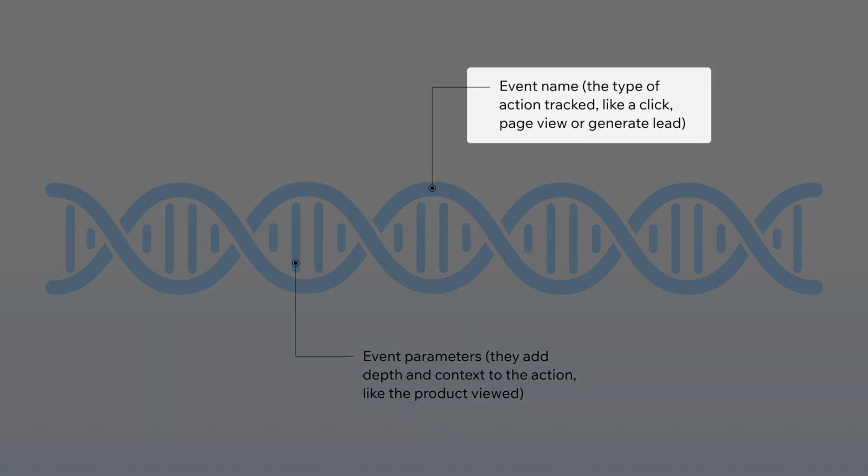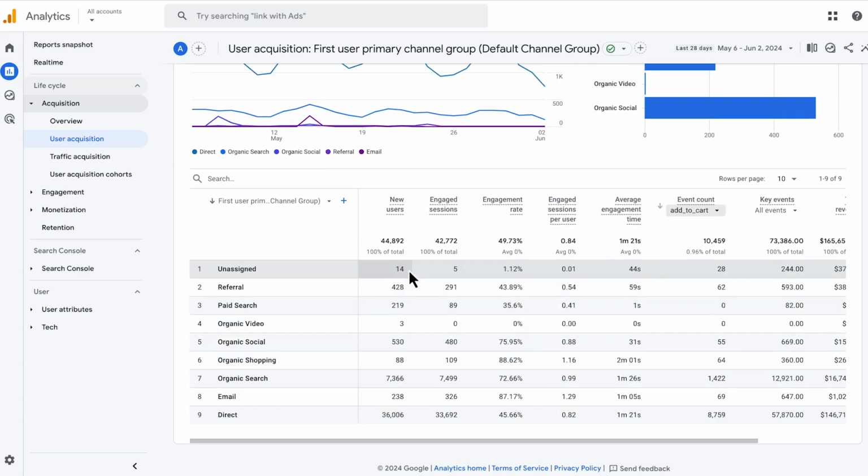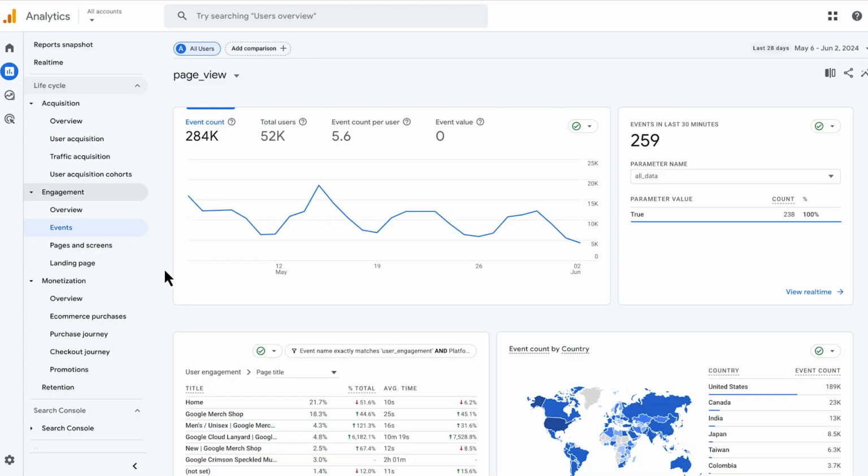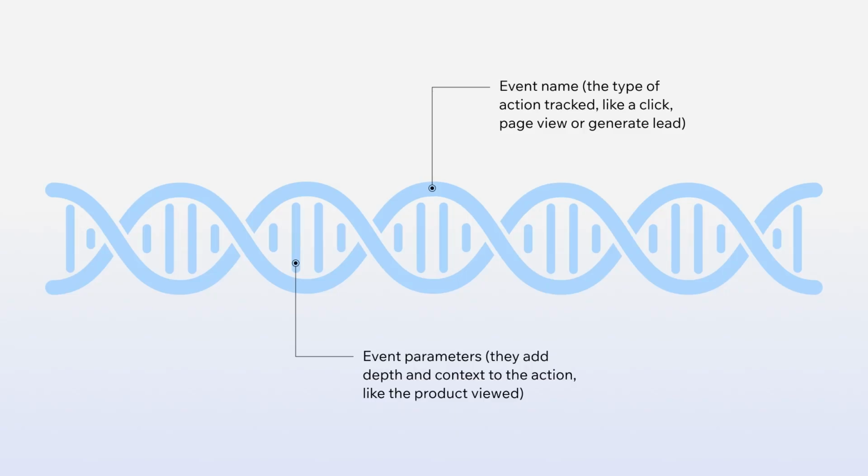At the heart of our event DNA lies the event name. It's like the master gene defining the type of action we're tracking. Whether it's a click, a page view, or a generate lead, the event name sets the tone. Now let's zoom in on each loop of the helix.